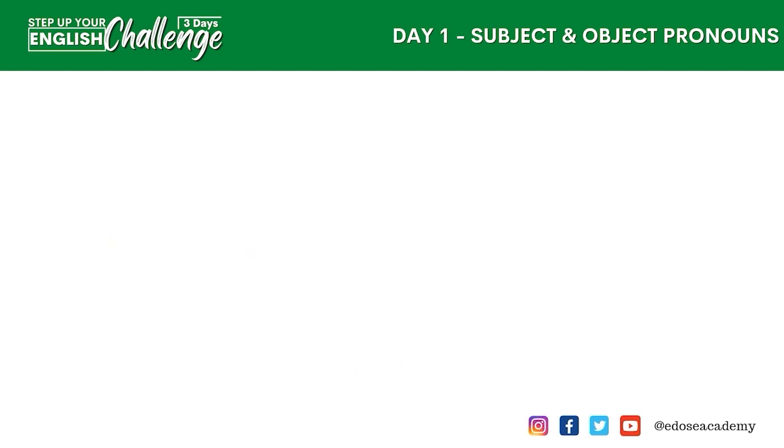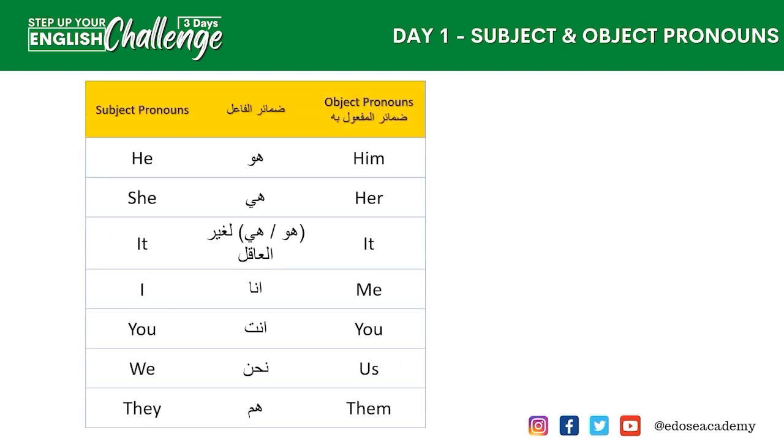So let's take a look at the object pronouns. These are the subject pronouns, and these are the object pronouns. He becomes him, she becomes her, it is the same, it, I becomes me, you becomes you, we becomes us, and they becomes them.